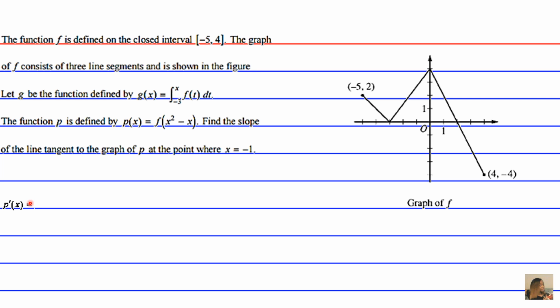So we're first going to take the derivative of the outer function. And obviously the outer function is f, so f prime times the inner function, and then we're going to multiply that by the derivative of the inner function. And of course, the derivative of x squared minus x, if you take the derivative of each term, is going to yield 2x minus 1. Okay, so that's where that comes from.